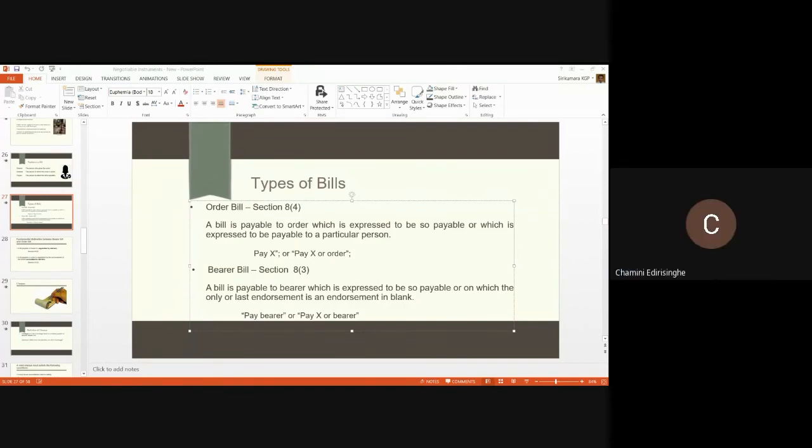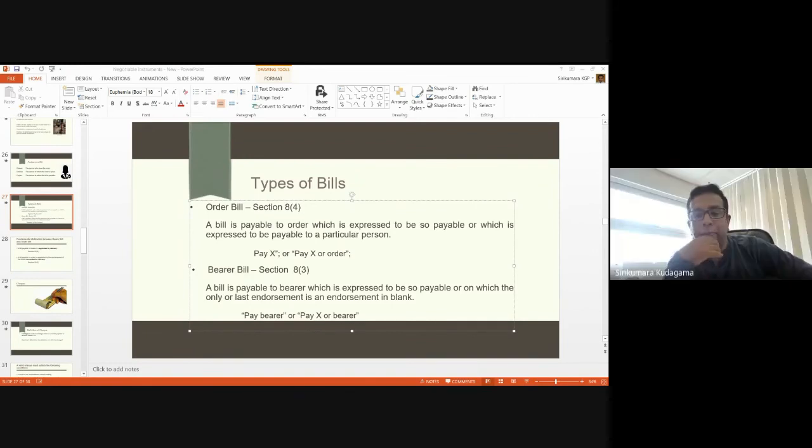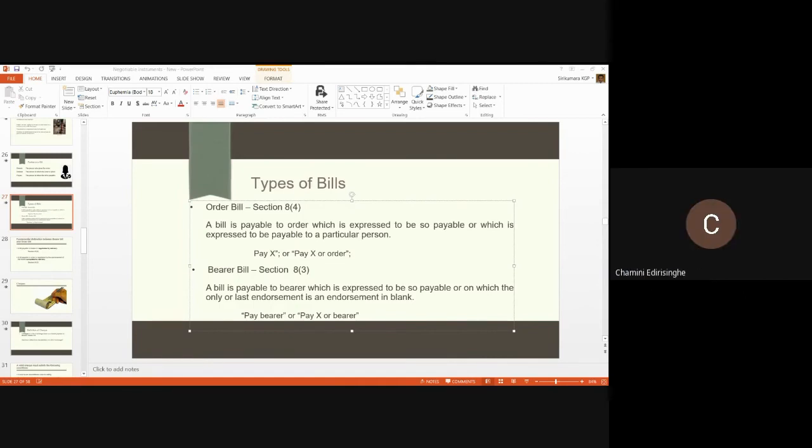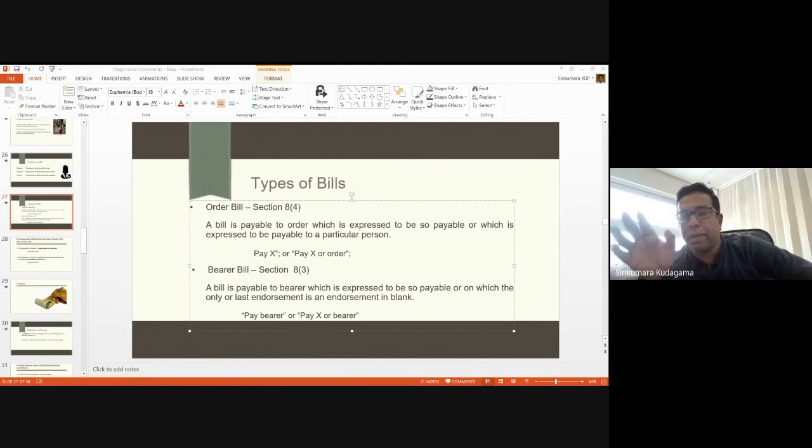Order bill. It's an order bill. Yeah, good. I say pay X or order. Is it an order bill or a bearer bill? It's an order bill, right? I say pay X or bearer. Is it an order bill or a bearer bill? Bearer bill. It's a bearer bill, because even if the name of a specified person is there, it's followed by the words or bearer. It's a bearer bill, necessarily.